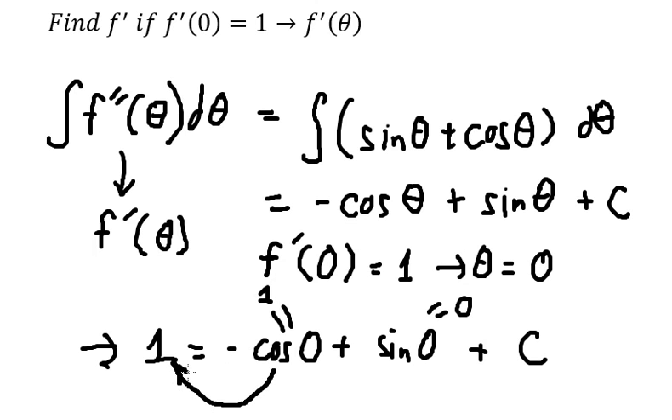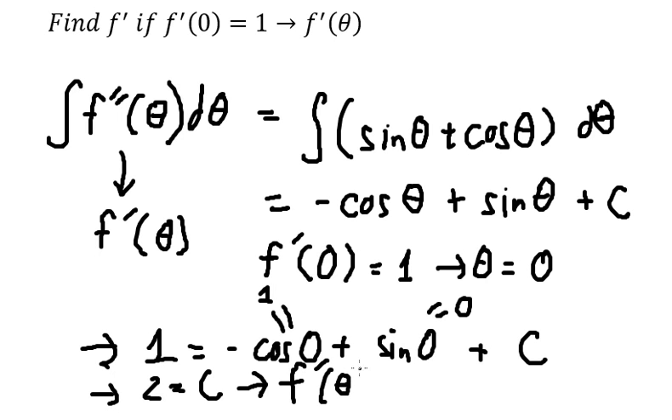Negative 1 goes to the left. 1 plus 1, we have 2. So c equal to 2. And we put 2 on here. And we need to find the first derivative of the function in here.